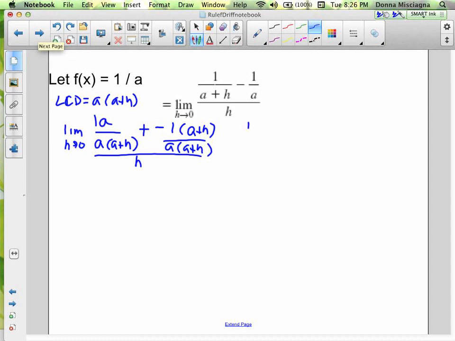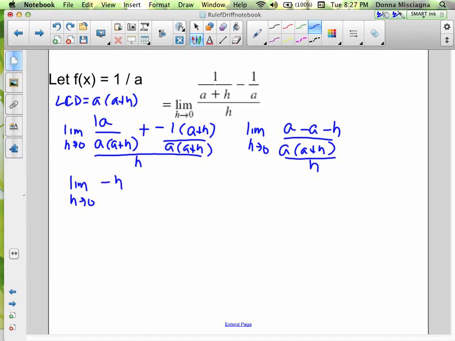So we have the limit as h approaches 0. It's going to be a. I don't need to put 1a there. So I'm going to have minus a minus h, when I distribute the negative sign. And then the denominator, we have a times a plus h divided by h. So now let's clean that up and combine our like terms. We have the limit as h approaches 0. And a minus a, of course, is just going to leave the negative h. And then I have a times a plus h.